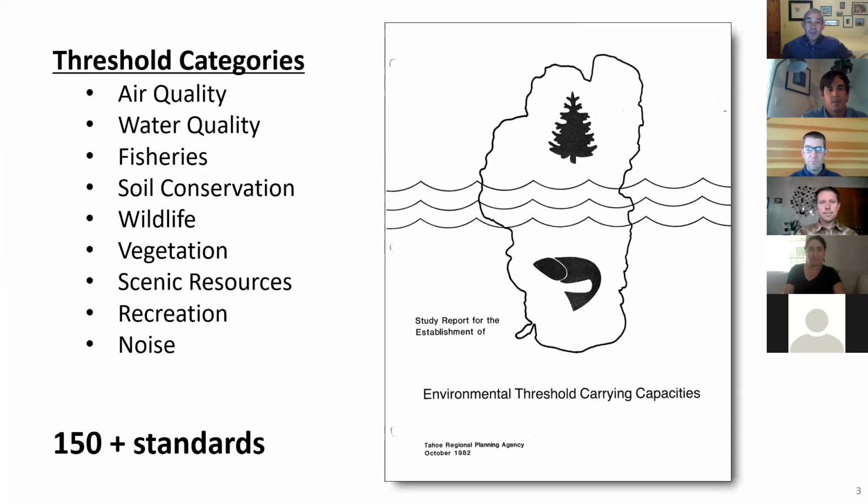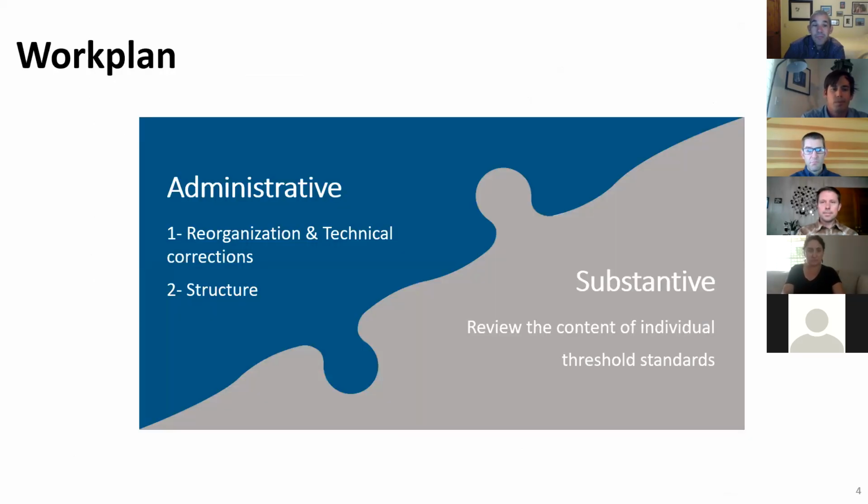So this is the Threshold Update Initiative Stakeholder Working Group. And as a group, we have charged you all with helping provide guidance for us as we review and update our threshold standards. It probably bears no repeating to this group, but when we started this process, we had a little over 170 threshold standards, the vast majority adopted in 1982, just after the compact was updated, directing TRPA to do that. And we have 9 different categories that you see on the screen right there.